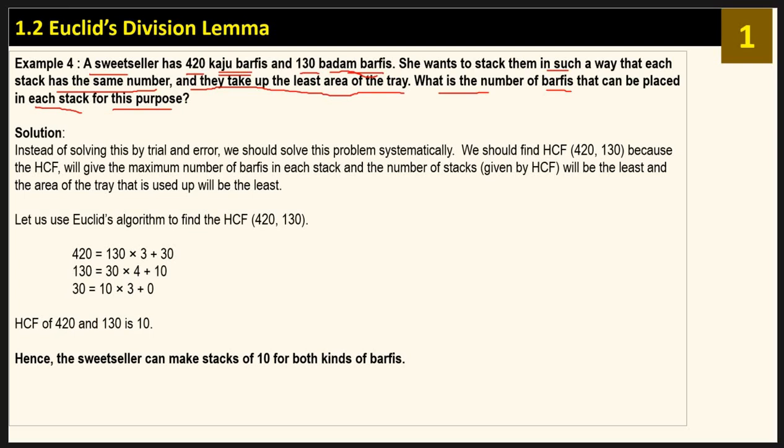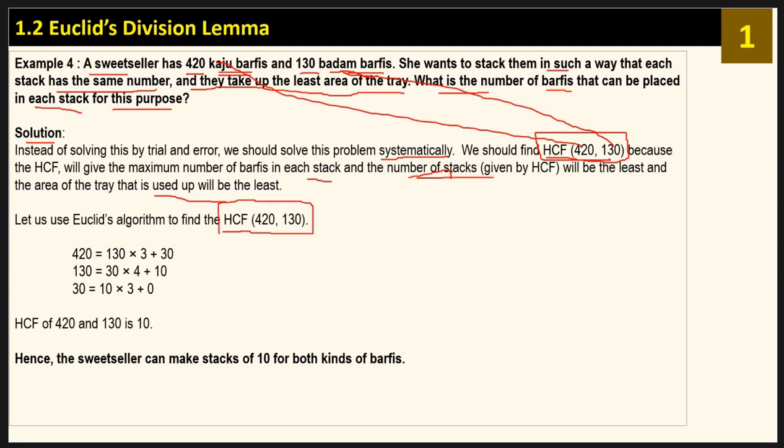In lower grades or classes, we would have solved this problem by the trial and error method, but in this case we will solve the problem more systematically, that is by finding the HCF of the given two numbers 420 and 130. If we find the HCF of these two numbers, we shall get our answer, because that will be the number of barfis that we can stack when the area of the tray used will be the least. So our problem is to get the HCF of 420 and 130.